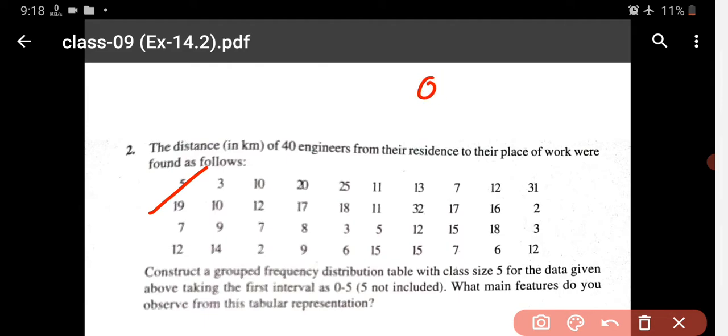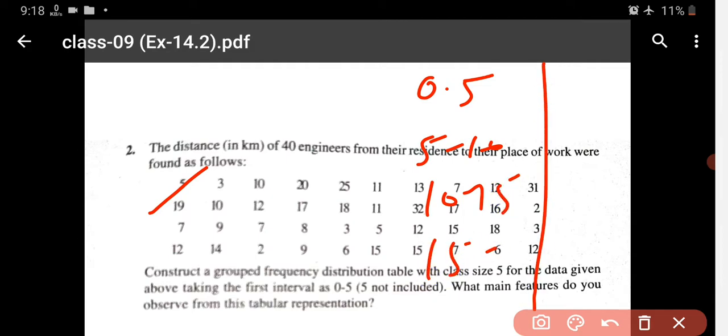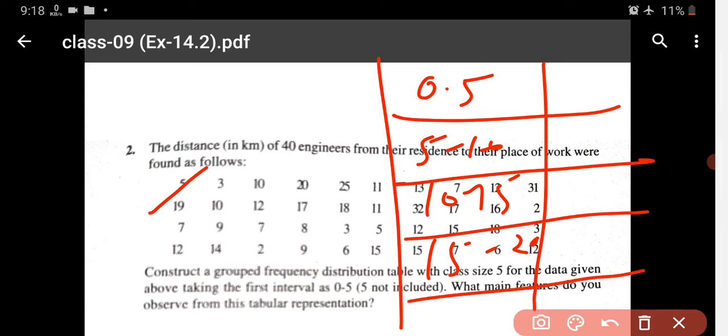Now writing here, suppose 0 to 5, 5 to 10, 10 to 15, like that, 15 to 20. If I make it here, how will you mark the tally marks? Just see here, 5 will come in the second one, right, one tally mark here, the third will come in the first one, 10 will come in that one here, 10 to 15, 20 will come not here but in the next interval.